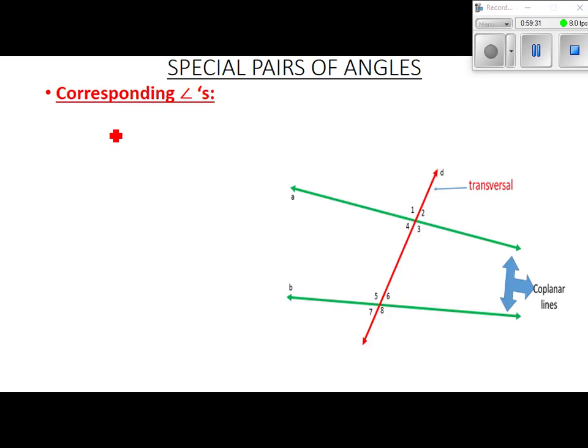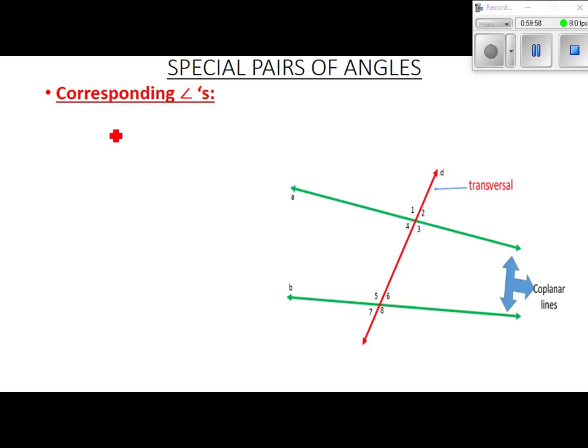Take the two lines, I shove them together. The angles that are corresponding are the angles that lay over top of each other. So if I look up here and I shove this green line down on top of this green line, not fold it, just smash it together. Angle 1 is going to lay on top of which angle? Angle 5. 4 is going to lay on top of? 2 on top of? 3 on top of?